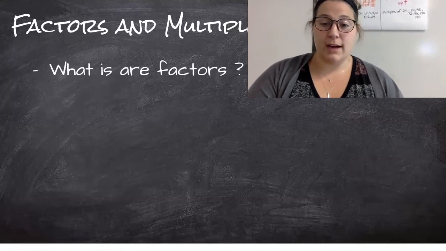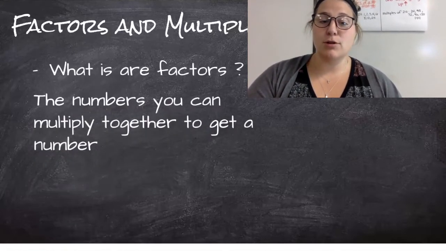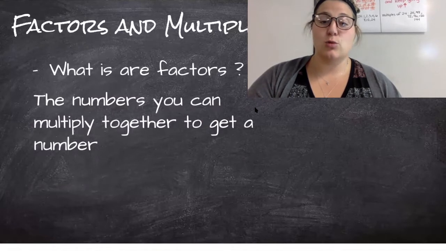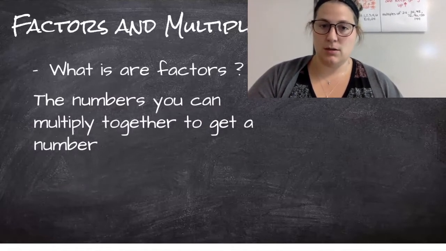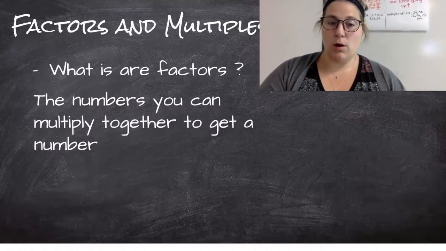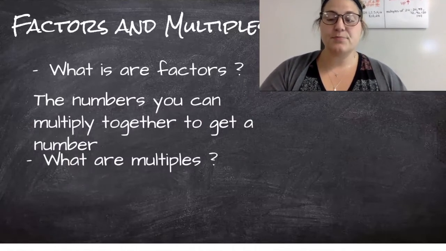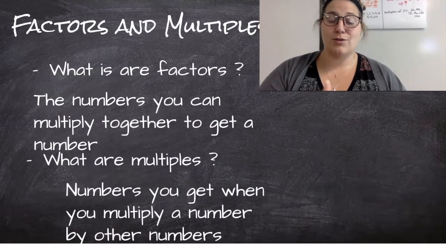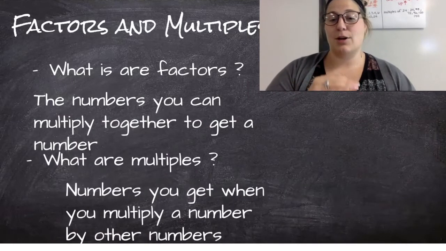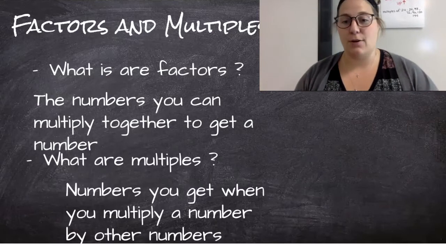So what are factors? Those are the numbers you can multiply to get a certain number. Then what are multiples? Multiples are what you get when you take a certain number and multiply it by other numbers.